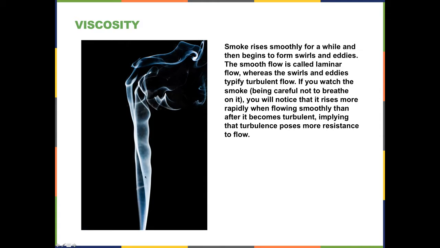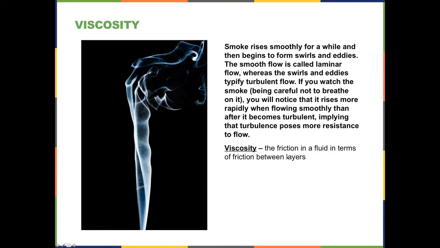Here we have smoke rising, and it rises smoothly initially, but the farther it goes, the more it gets disrupted. The smooth flow in this part is called laminar flow, and the more rough flow up here is called turbulent flow. You notice that it rises rapidly during its laminar part if you watch cigarette smoke, but then once it becomes turbulent, there's more resistance and it slows down.